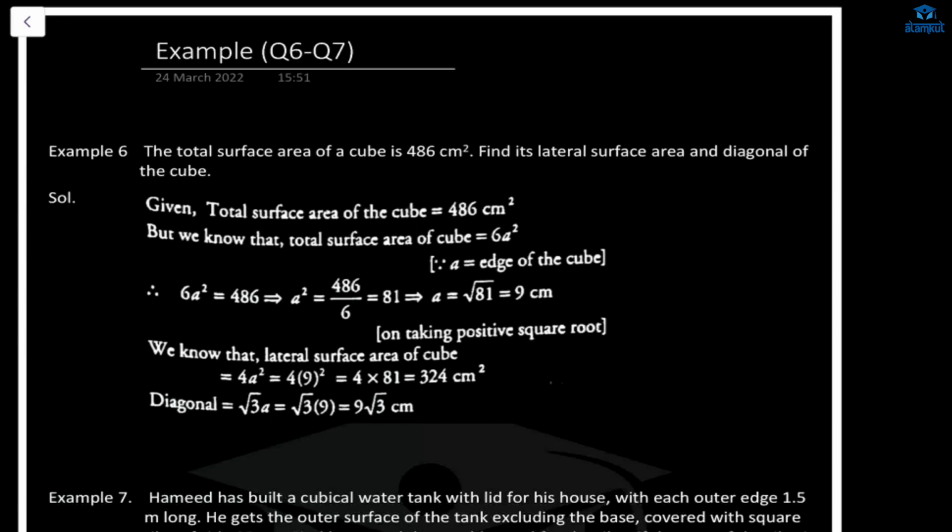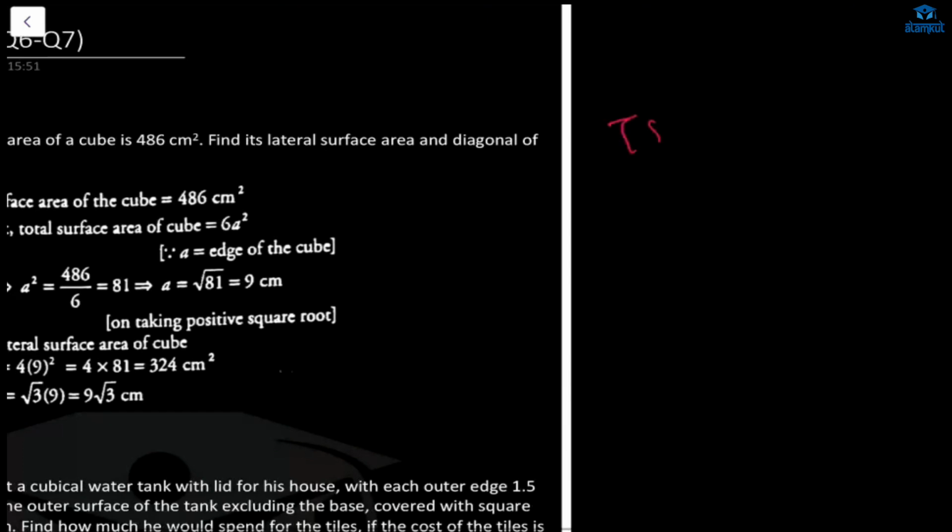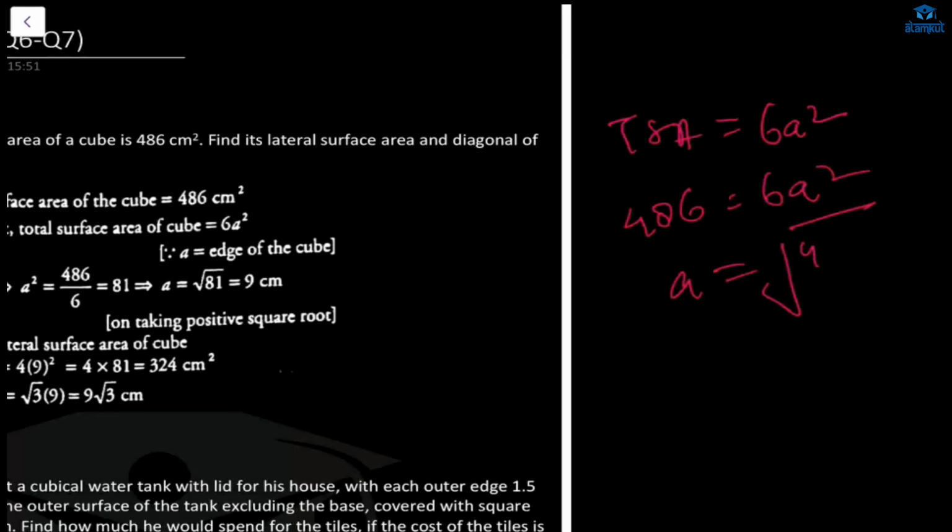Now the total surface area of a cube is 486 centimeters square. Find its lateral surface area and diagonal of the cube. So you can find out easily, yes or no, because TSA of a cube is given. So TSA is what? 6a square. Yes or no? 6a square. And what is it? 486 is equal to 6a square. So a will be equal to root of 486 divided by 6.